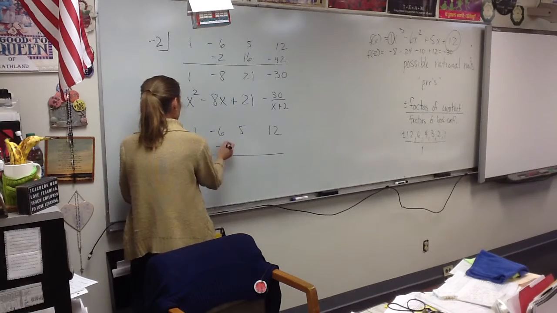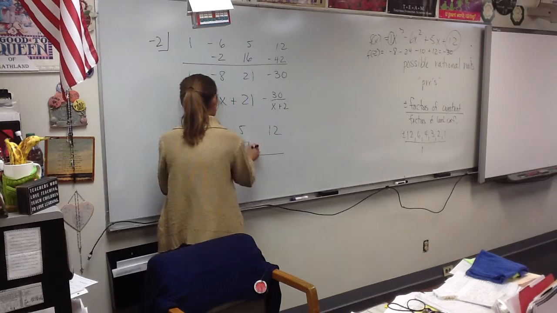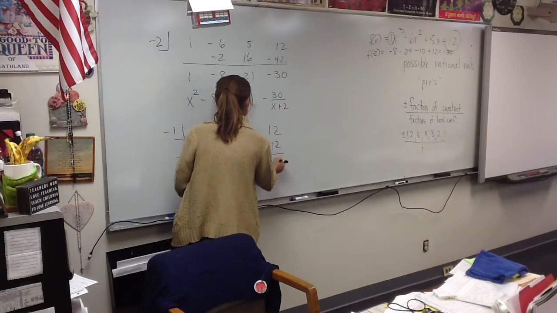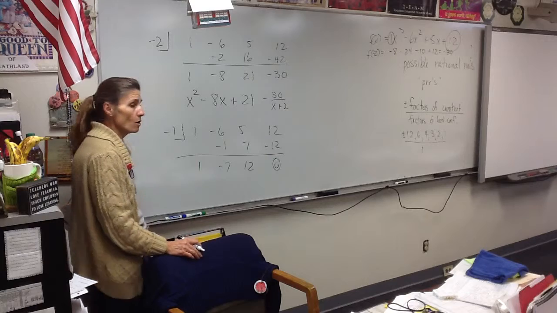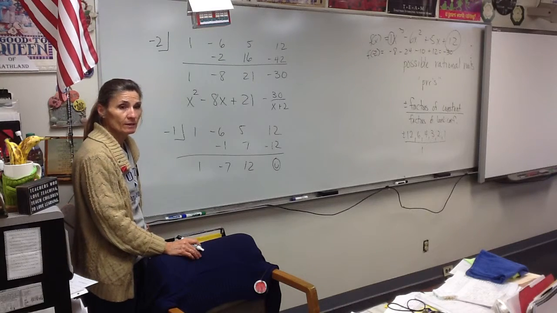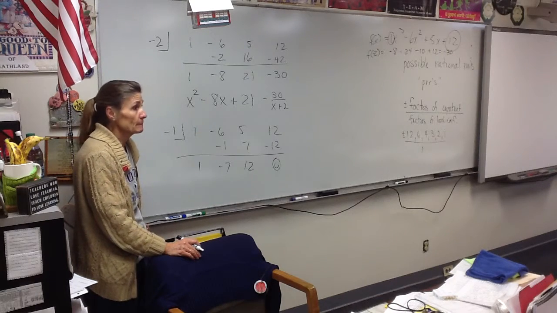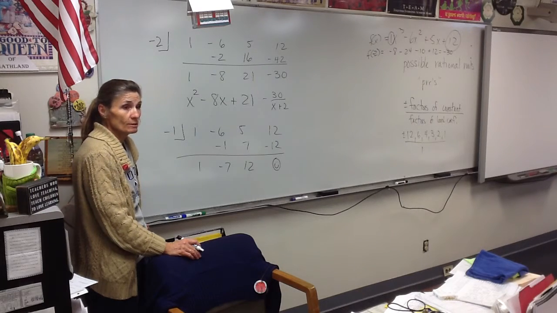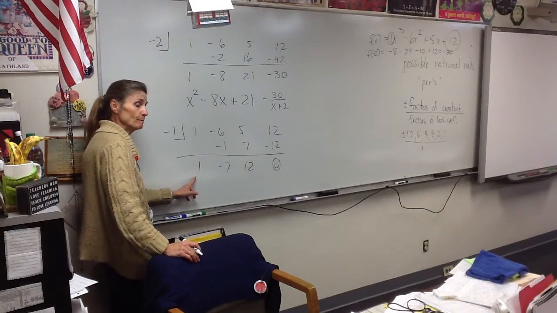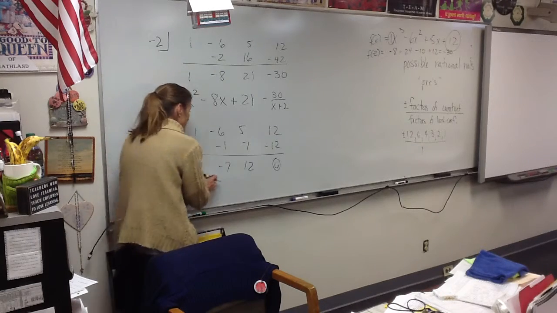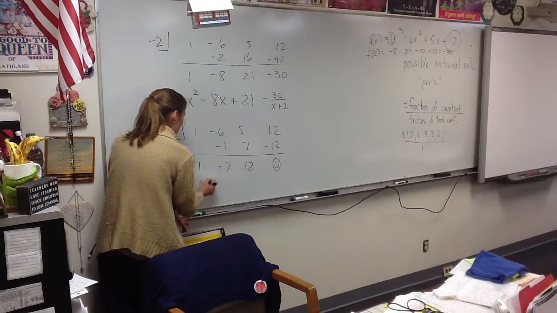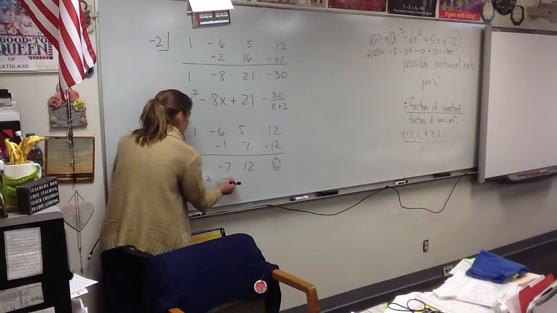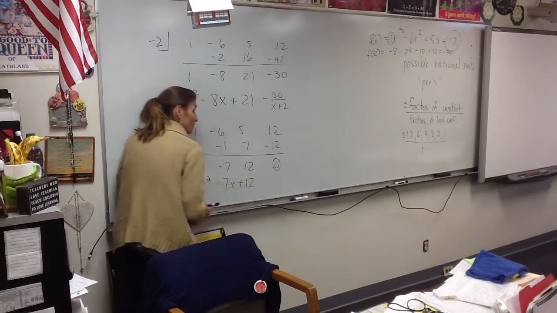Here we go again. Uh-oh, this looks promising. There we go. We got the 0 that we had hoped for. Good news. What's left down here? What's this quotient, the leftover part here? What is that? X squared. It's a quadratic. X squared minus 7x plus 12.